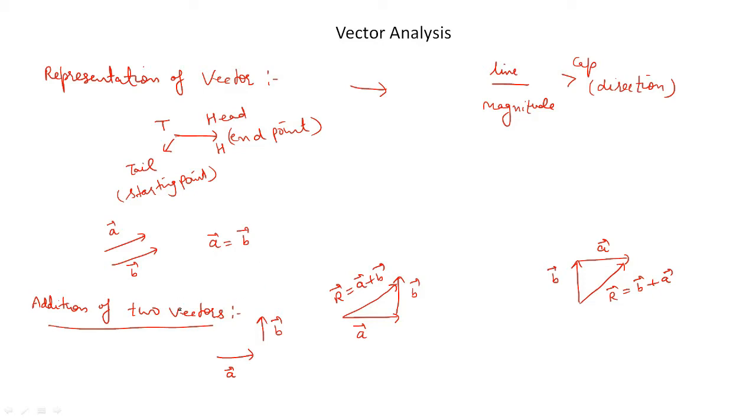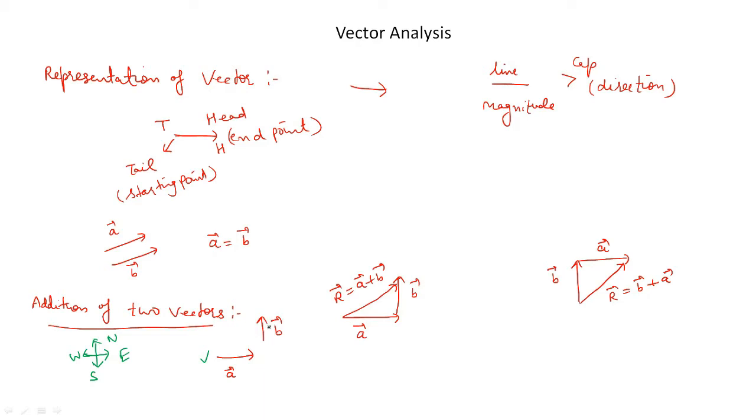Now we will learn the addition of two vectors. Here you can see that there are two vectors. Vector A is in this direction. You can consider the directions as usual: this is your east, this is your west, this is your north, and this is your south direction. So here you can see that vector A is in the east direction and vector B is in the north direction.